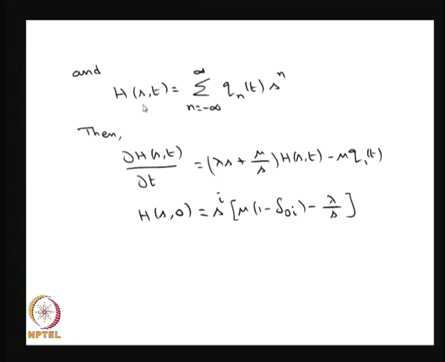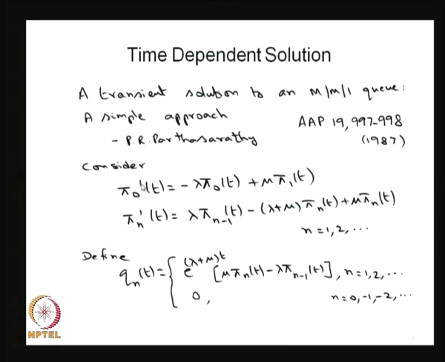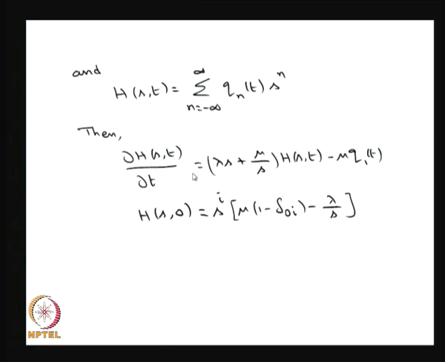So, you can convert the whole differential equation in terms of pi n into one partial differential equation, with the initial condition also changing, because if you assume that there are i customers in the system at time 0, this is going to be the initial condition for the function h of s comma t at t equal to 0.